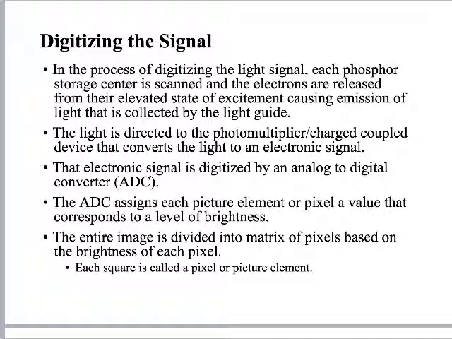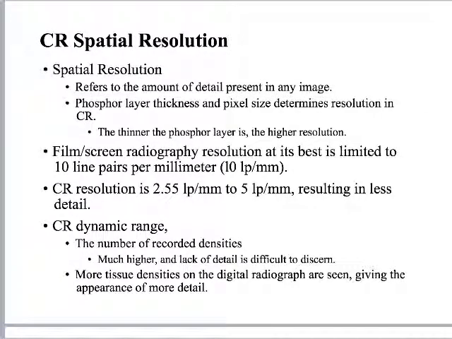So what we're talking about is the process of digitizing the light signal. Each phosphor is scanned, it releases an electron, gives off light. The light is picked up by the photomultiplier. That light signal is then converted to a digital signal with an analog to digital converter. And that is then assigned a pixel value, a place in the digital image matrix. A place and a number. All right, that is pretty much the entire computed radiography process.